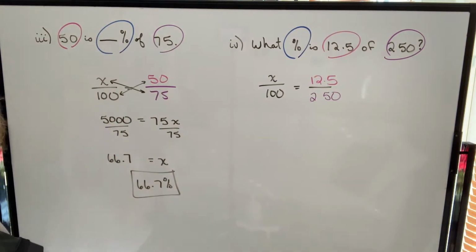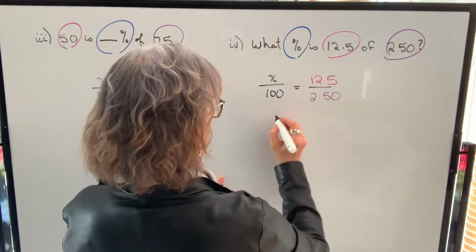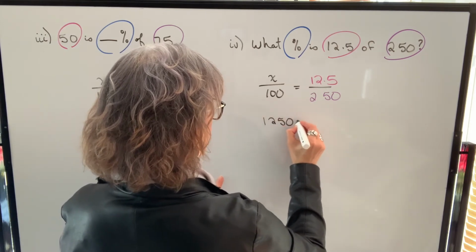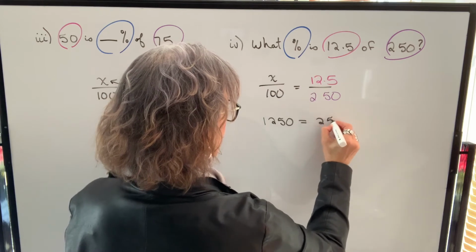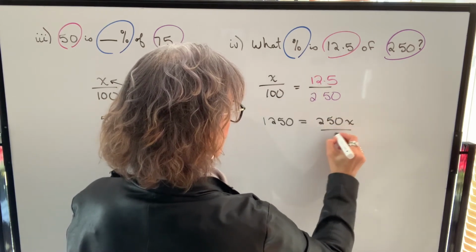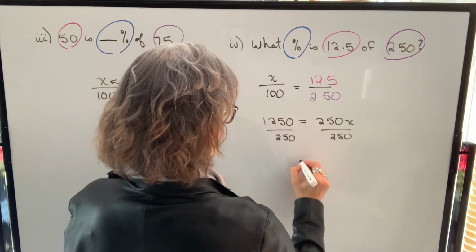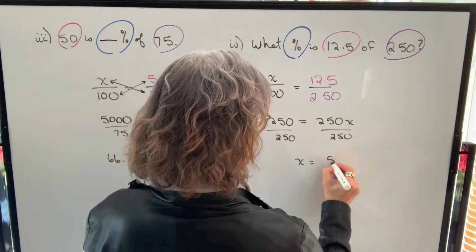Once we have the equation set up, we cross multiply to solve. So 100 times 12.5 will be 1,250. Will equal 250 times x. Divide both sides by 250. And we get x equal to 5%.